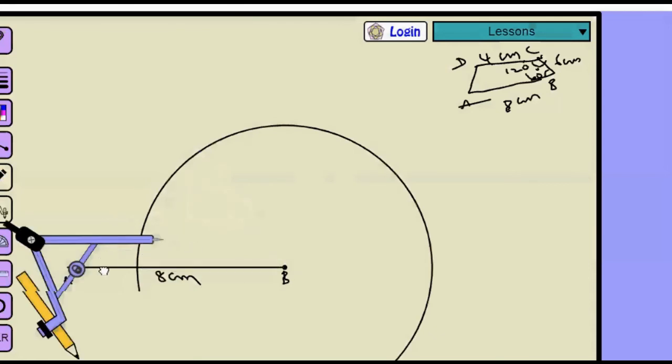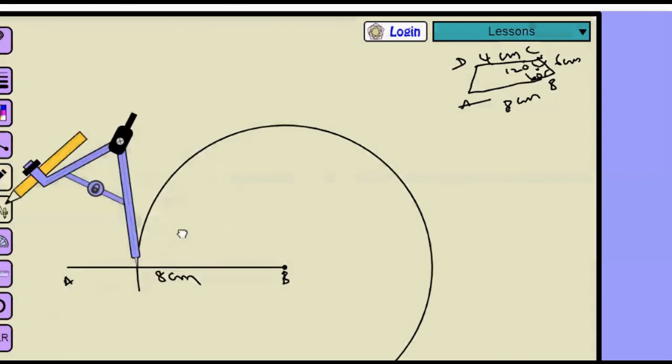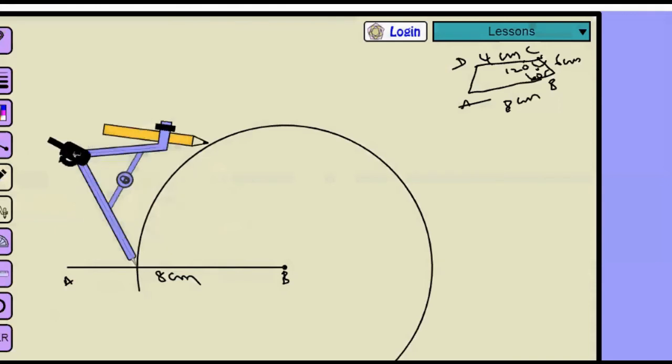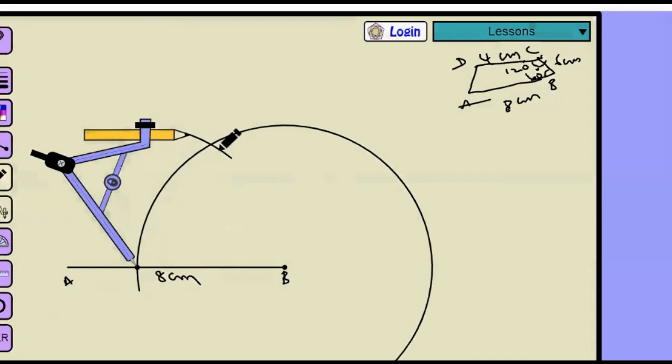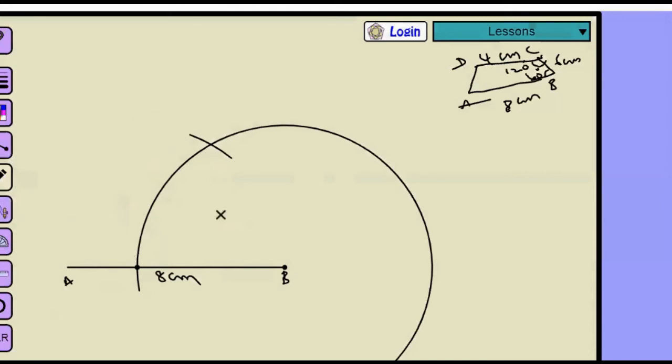Now with the center, draw another arc which cuts the previous arc at the point for 60 degrees. Now here we are getting angle B equal to 60 degrees. Now take the ruler and draw ray BX. Draw a ray BX and label here X. Now we know this angle B is equal to 60 degrees.